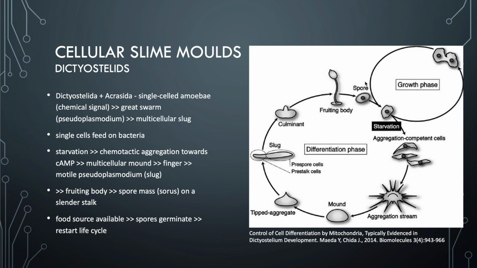So if we were to look at it on the diagram, we have the growth phase. So that's amoebae just doing their thing individually and going through binary fission as an asexual way to reproduce.